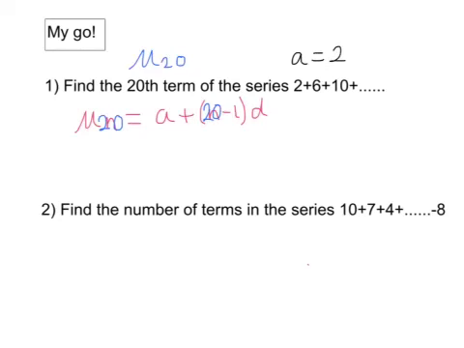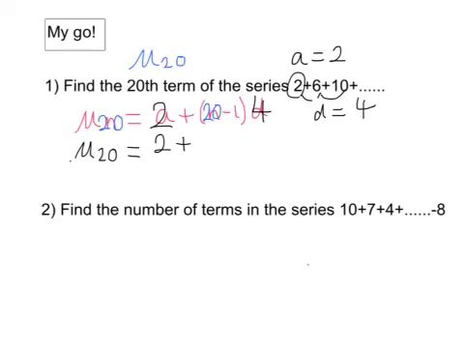Okay, now let's go and feed in the numbers that we know. I know that a is 2, that's the first term, and the difference is 4, because it's going up by 4. So I'm going to overwrite that with a 2, and I'm going to overwrite that with a 4. And then let's see if we can work out what we've got. So u to the 20 is 2 plus 19 times 4, which is 2 plus 76, which means that u to the 20 is 78. So the 20th term in that series should be 78.